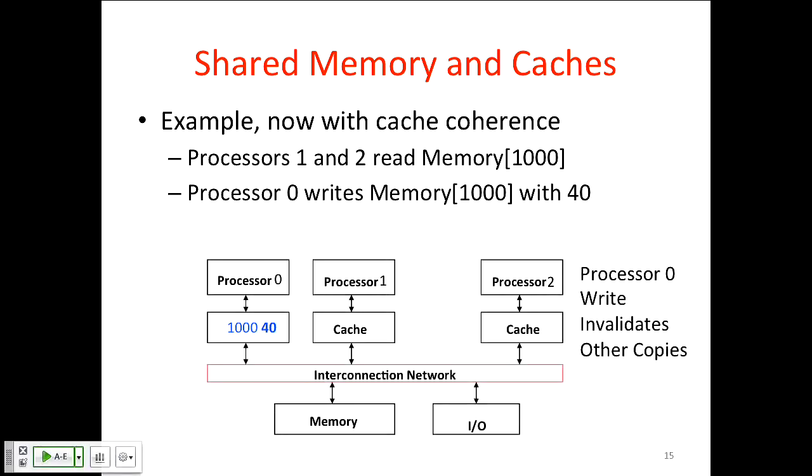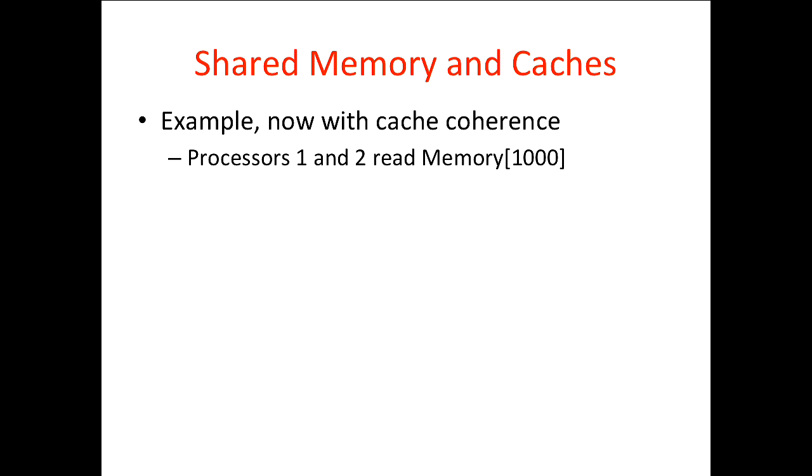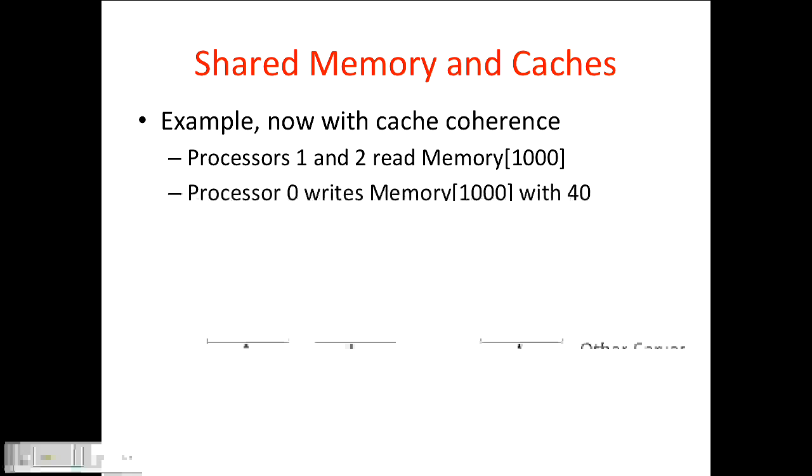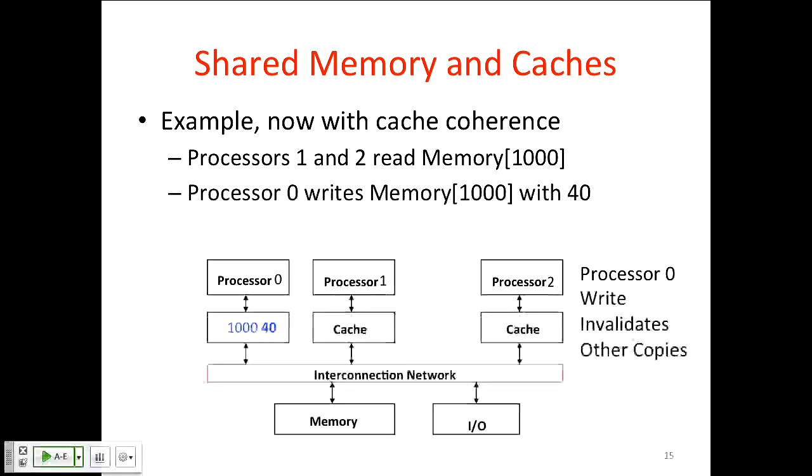But now if one of them wants to write it again, they'll see, oh, I have to actually go on the bus and request to invalidate the other copy. And so the goal is that only one cache at a time can have a writable version. That's the invariant you have to maintain for the system to work.